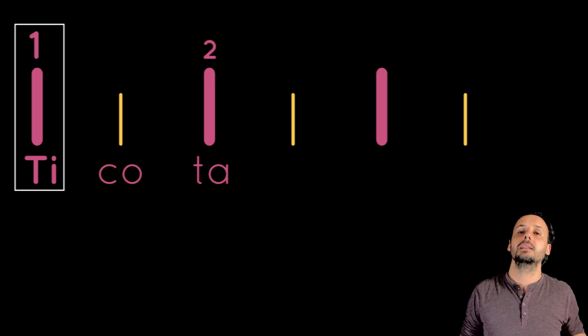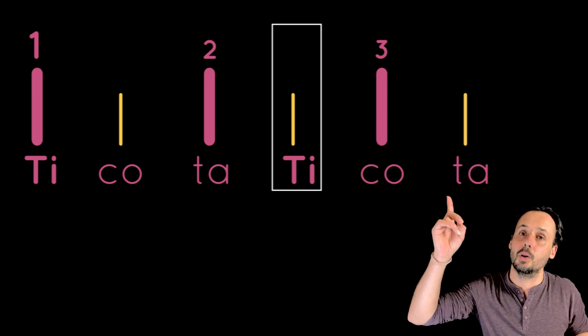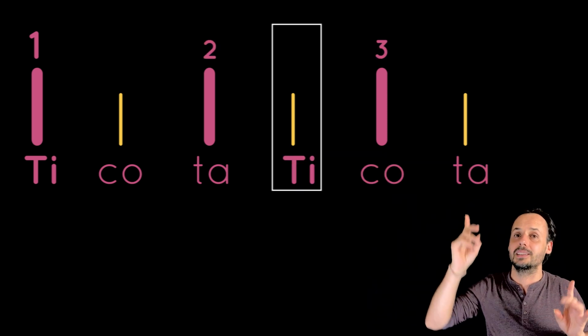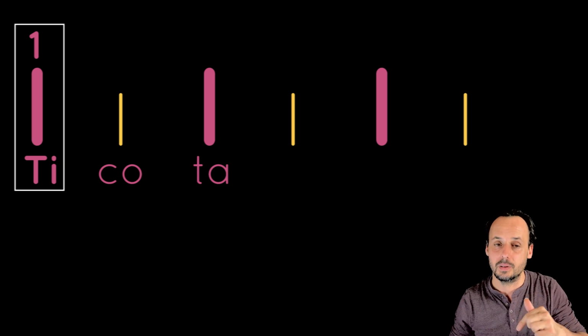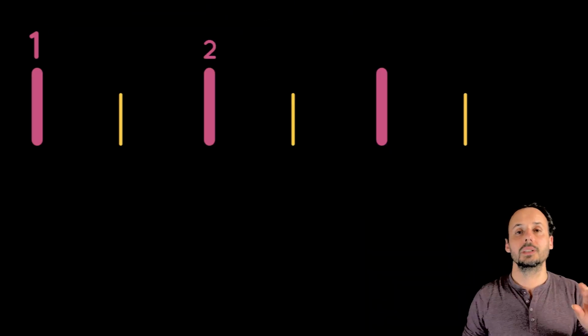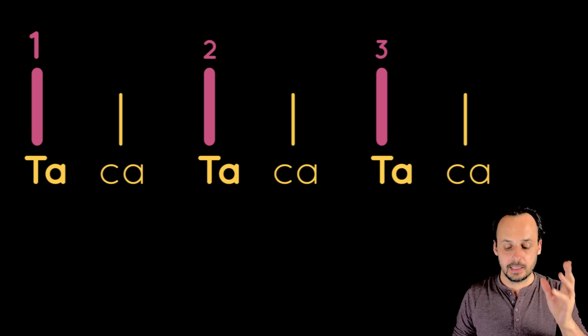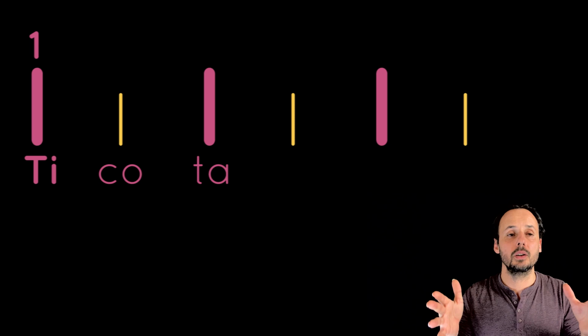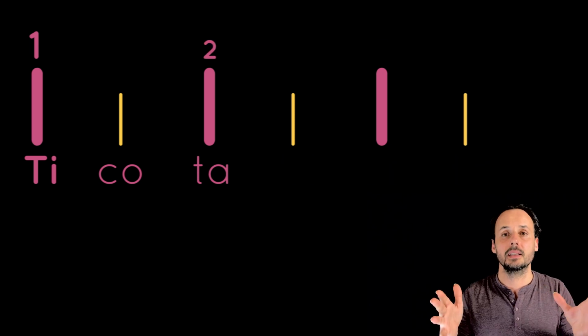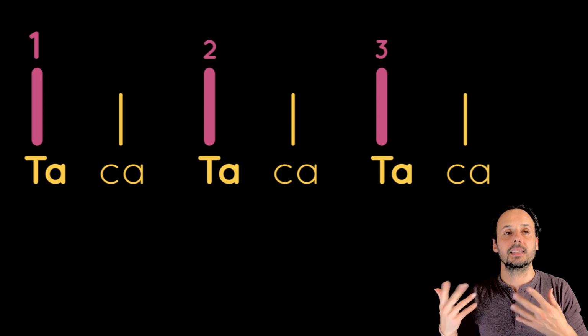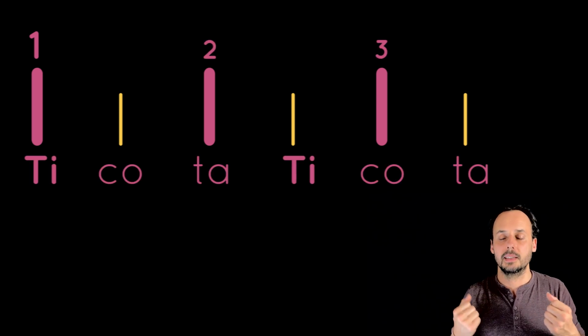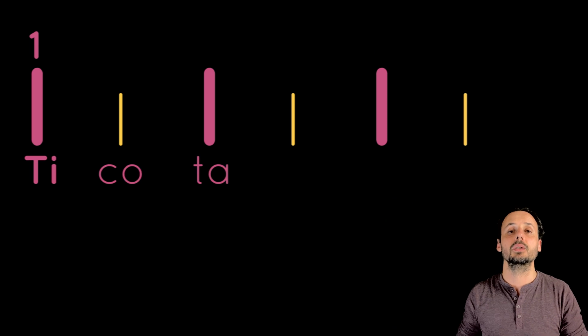Ticota, ticota, ticota, ticota, ta. If you struggle with this shift, you can start with the normal taca, so you can internalize the flow rate. And then you keep the flow rate, but you switch to ticota. 1, 2, 3. Taca, taca, taca, taca, taca, taca. Ticota, ticota, ticota, ticota. Taca, taca, taca, ticota, ticota, taca, taca, taca, ticota, ticota.